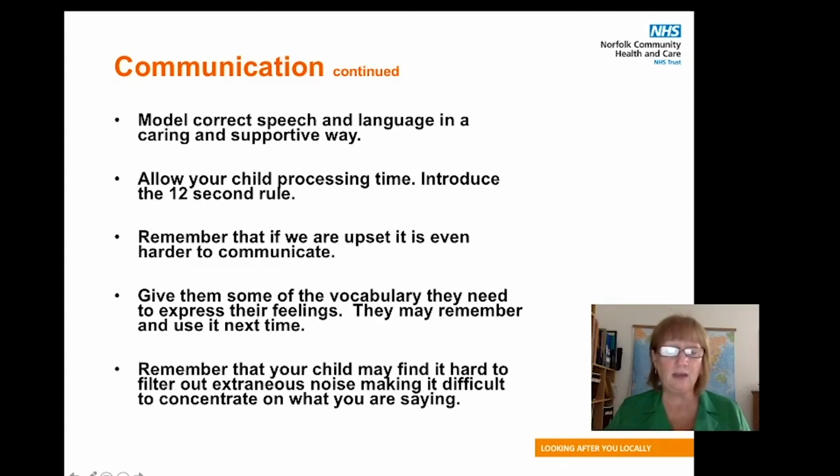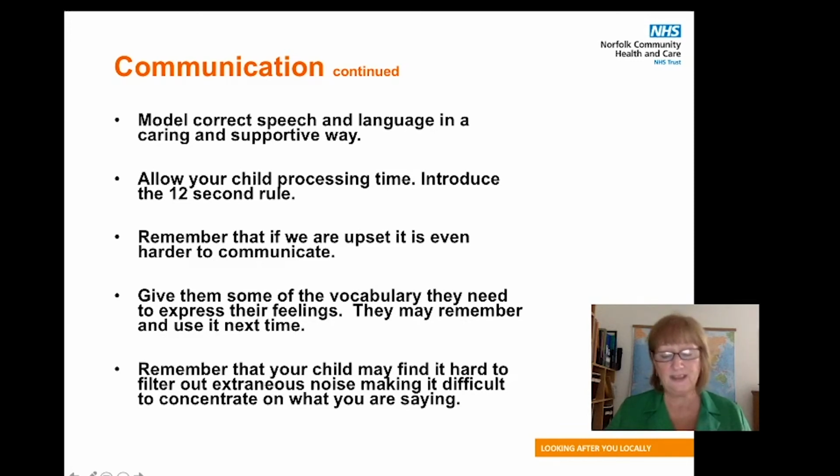And remember that if we're upset, we find it hard to communicate anyway. So in that situation, they may need you to delay for even longer to give them more time to process and formulate their speech and their ideas.